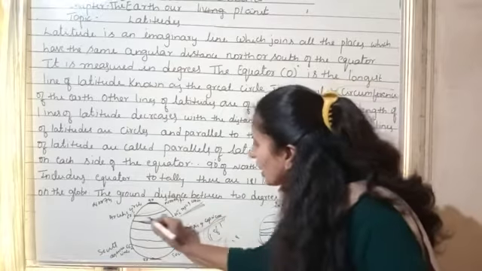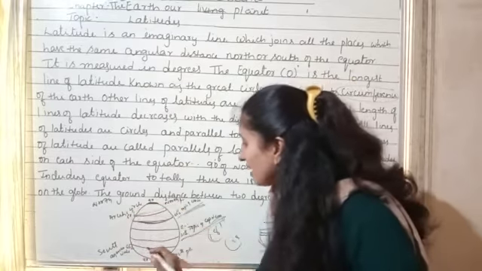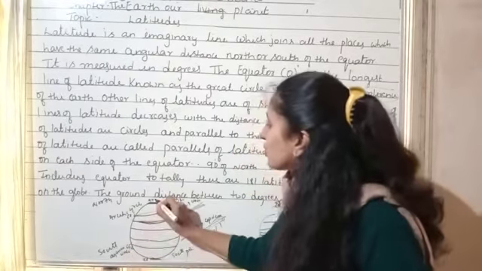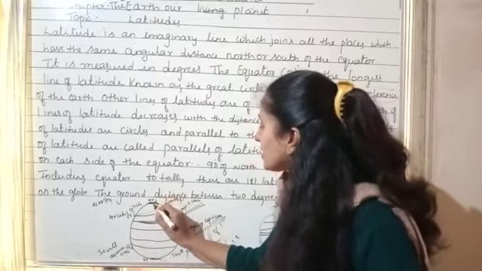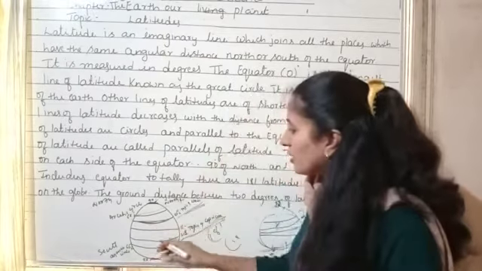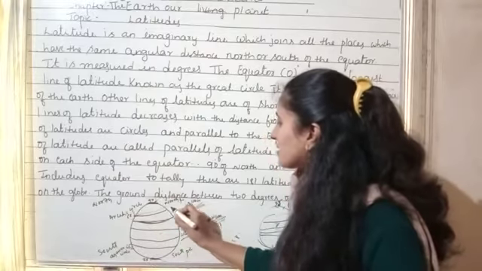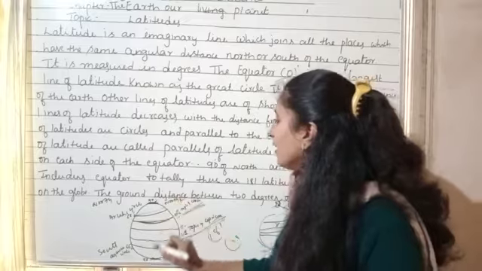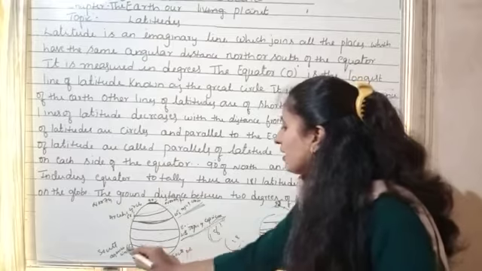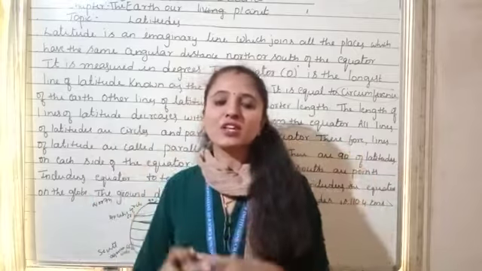This is the equator. Here north at 66.5 is the Arctic Circle, and in the same way 66.5 south is the Antarctic Circle. 90 degrees is considered the North Pole and this is the South Pole. Only the 4 important ones are taken here. In the north: equator, Tropic of Cancer, Arctic Circle and North Pole. In the south: Tropic of Capricorn, Antarctic Circle and the South Pole. This is the way latitude is explained.